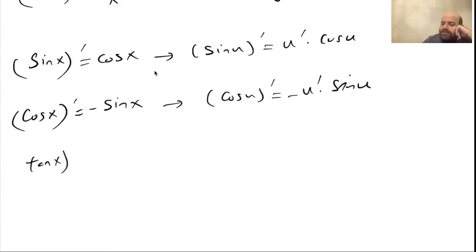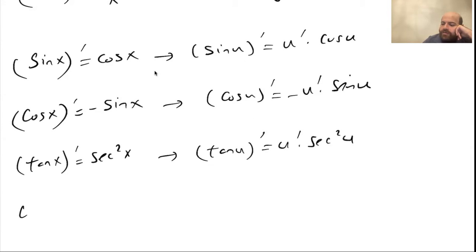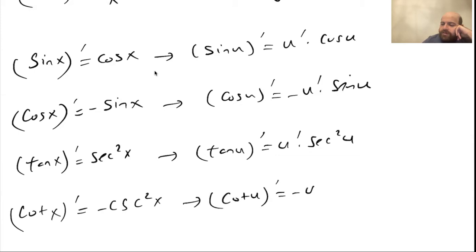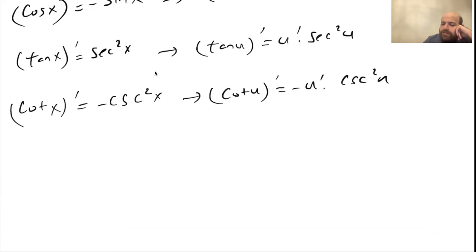The derivative of tan x is secant squared x, that means the derivative of tan u is u prime times secant squared u. The derivative of cot x is minus cosecant squared x. So that means the derivative of cot u is minus u prime times cosecant squared u. And so these are some basic derivative rules.